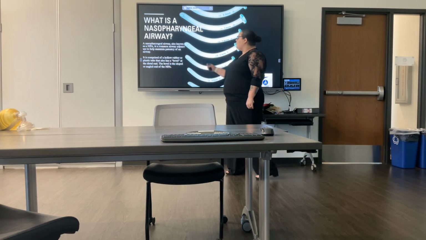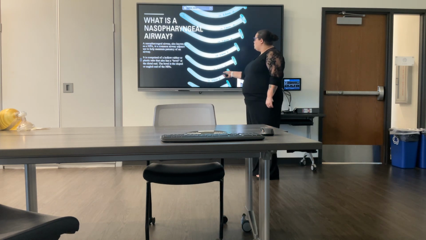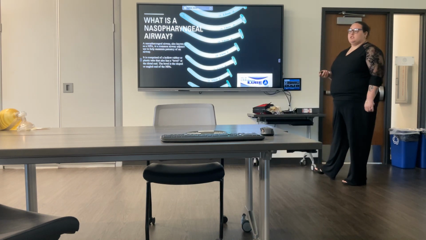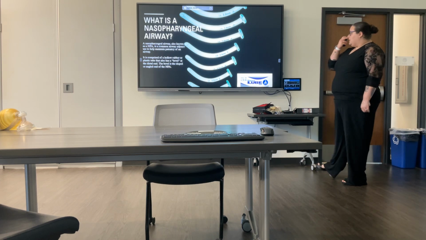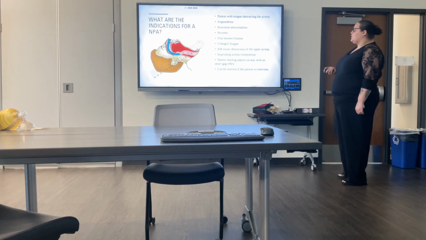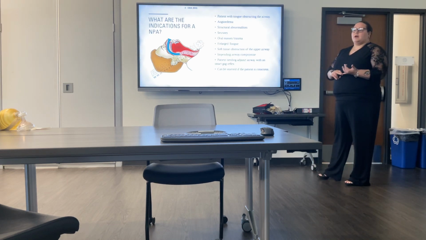It's cut at an angle. And then you also have the hub here. You have the hollow tube, and this is the measurement of how many millimeters it is for the patient. On the packaging, it's also measured in French sizes. And you're able to suction through an NPA also, so that is another reason you have a French size. Some of your indications for an NPA, you have patients with their tongue obstructing their airway.